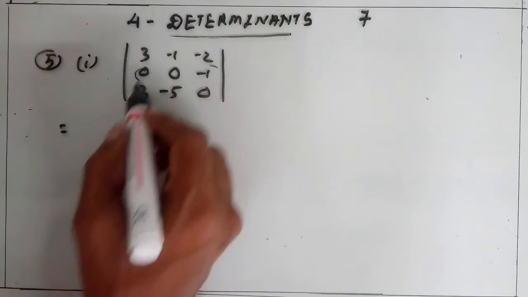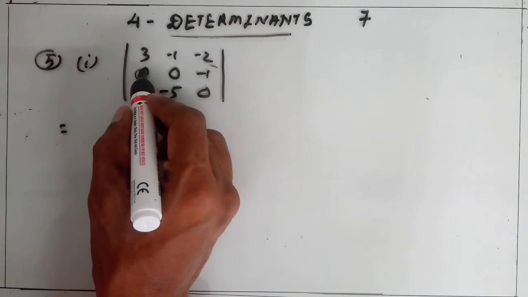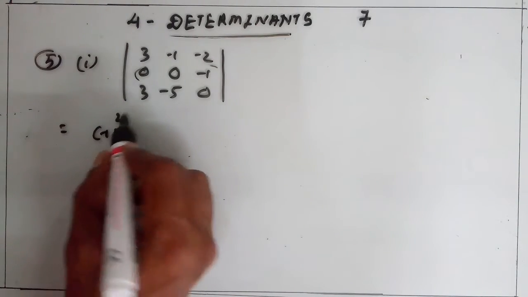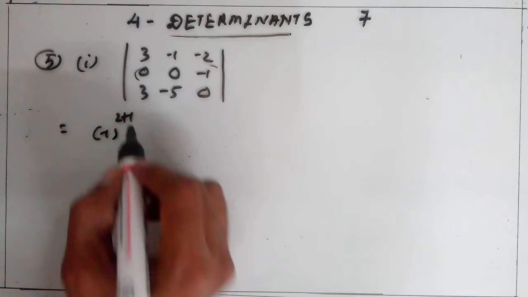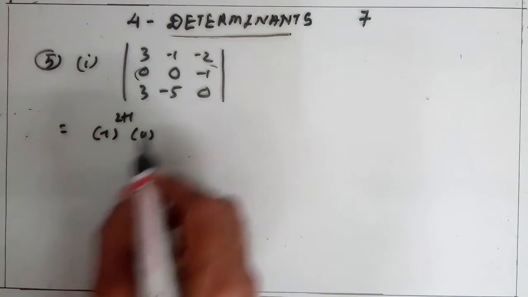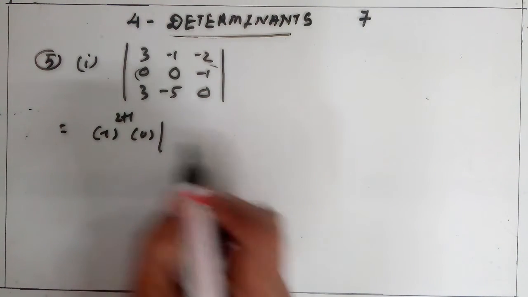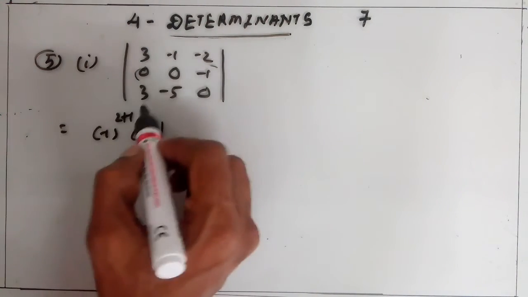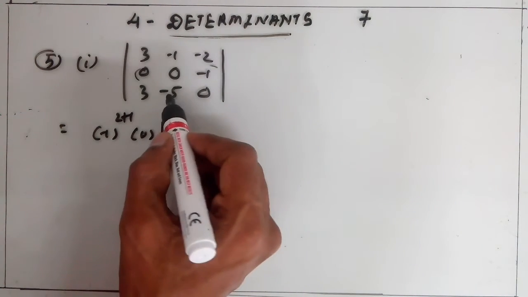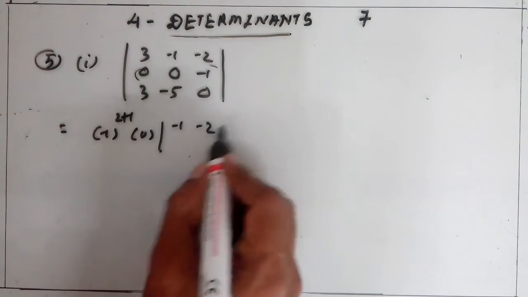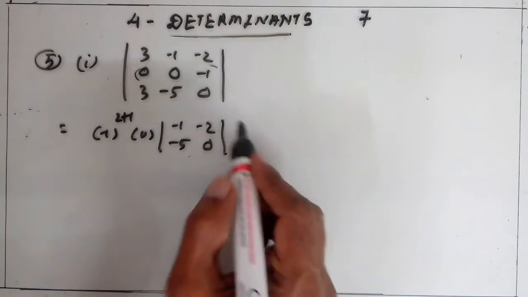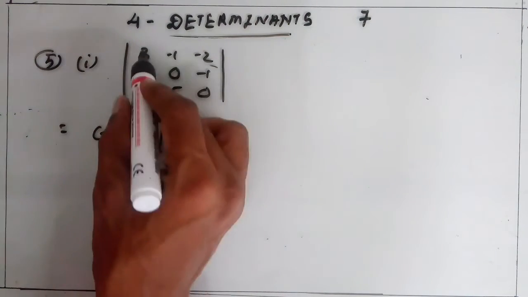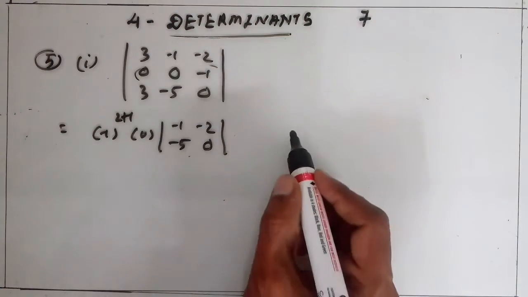Here 0 lies in the first column of the second row, that is minus 1 raised to 2 plus 1 into 0 into the determinant obtained by removing this row and column. We get minus 1, minus 2, minus 5, 0. Using the remaining terms, removing this row and column, we get a determinant. Clear?